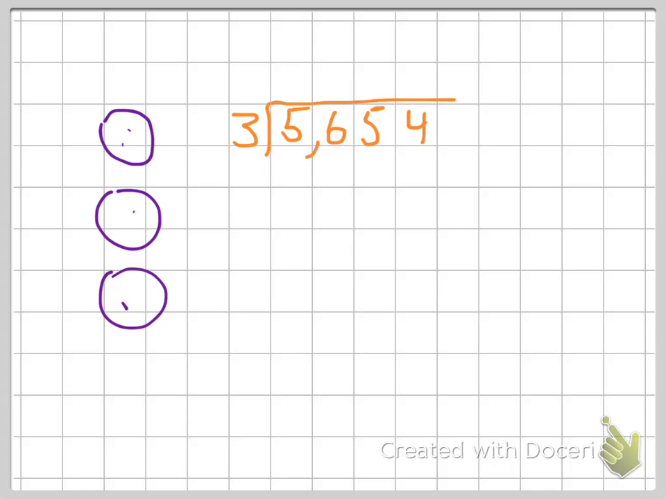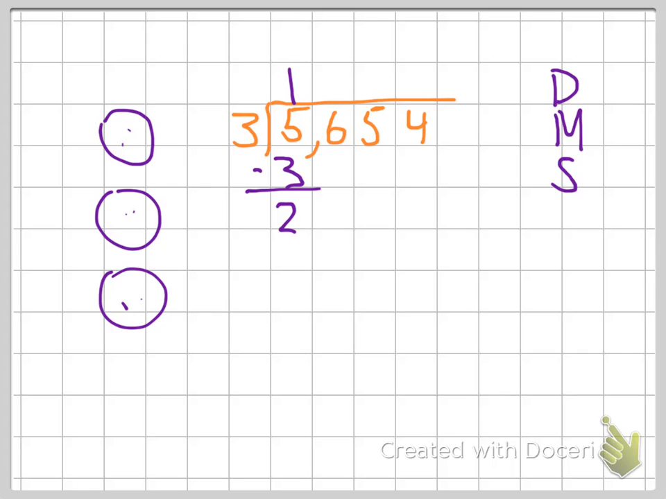We wouldn't be able to put 2 in each group, because that would be 6 blocks that we would need, but we only have 5. If we put 1 in each group, that means we would use 3 of them. That means we have 2 left. So what we just did was we divided, we multiplied, and we subtracted. Now we check to see that we have 2 thousands blocks left and 3 groups.